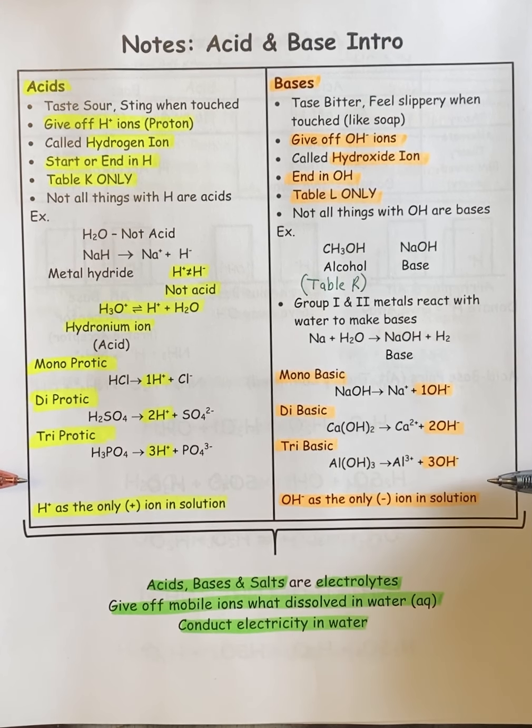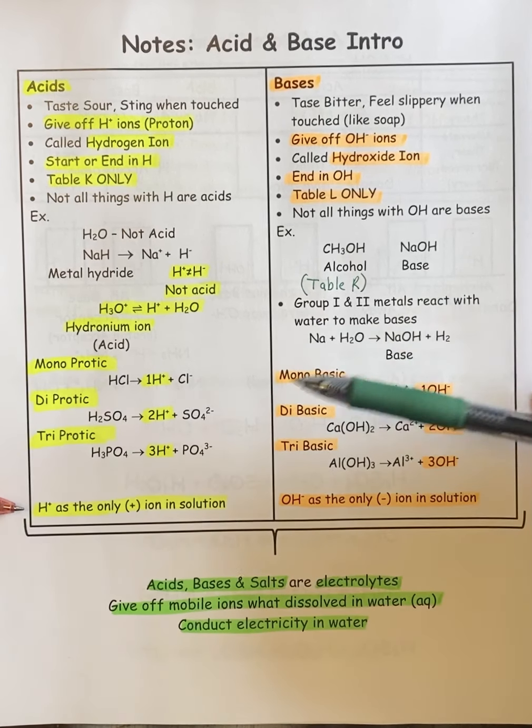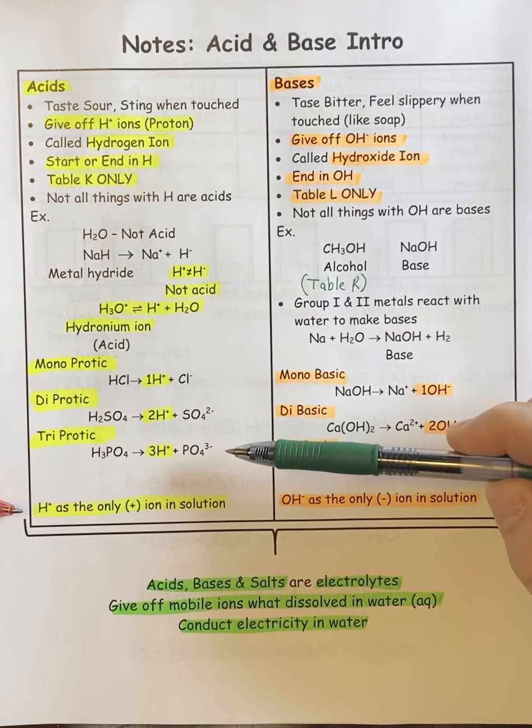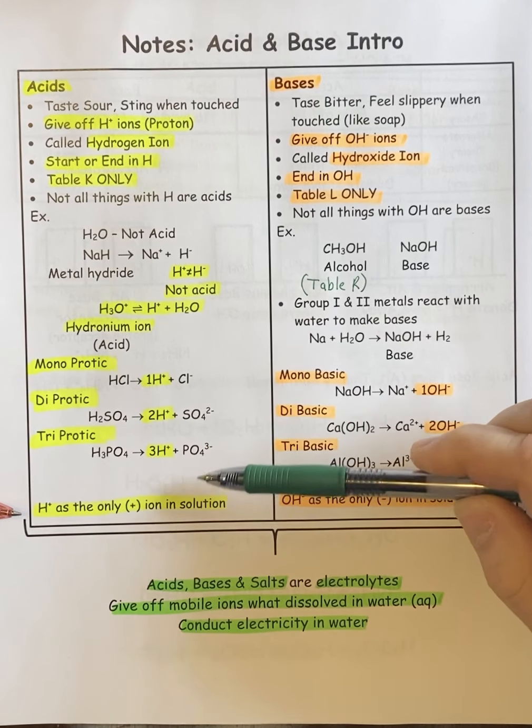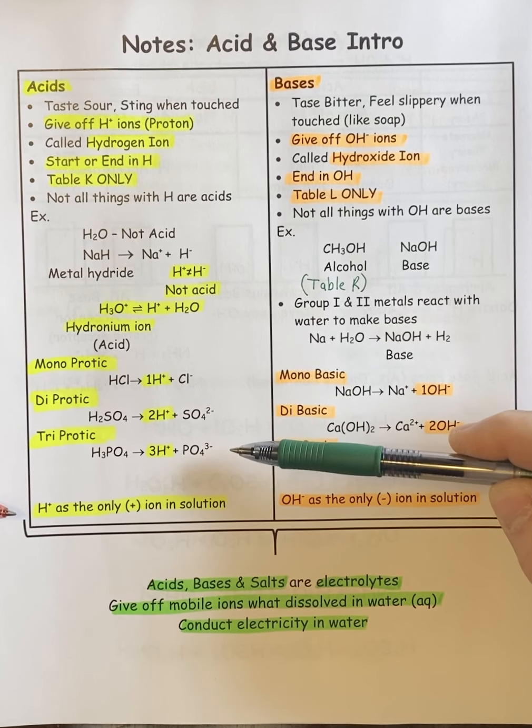Now, one thing I want you to look at when you compare these, acids give off H plus as their only positive ion in solution. That is what they all have in common. So no matter which base or which acid we're talking about, the positive ion is always going to be an H. The negative ion can vary, that part doesn't matter, but their positive is what they have in common.